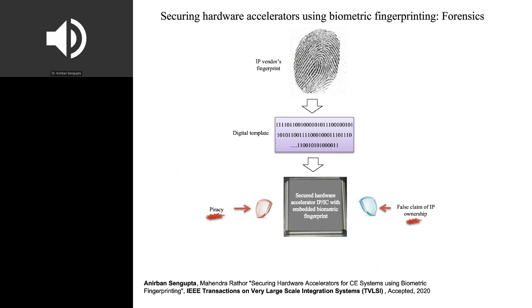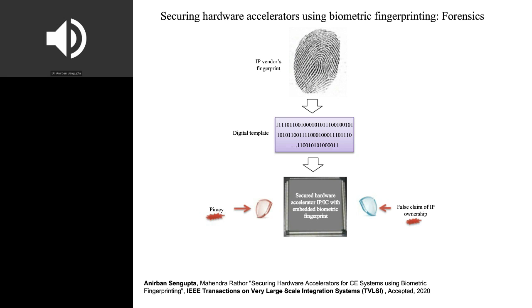Now we can talk a little bit about the digital forensics branch of hardware security: securing hardware accelerators using biometric fingerprinting. This is a very important branch that has been recently studied, and some papers have come out in IEEE Transactions on VLSI. What it typically tells is that if an IP vendor's fingerprint can be converted through some sophisticated algorithm into its respective digital template, then that digital template can be encoded into the IC or IP, either at the RTL stage or at the gate level stage, to form a secured hardware accelerator of the respective DSP or image processing application. This could thus provide a shield against false claims of IP ownership and piracy.